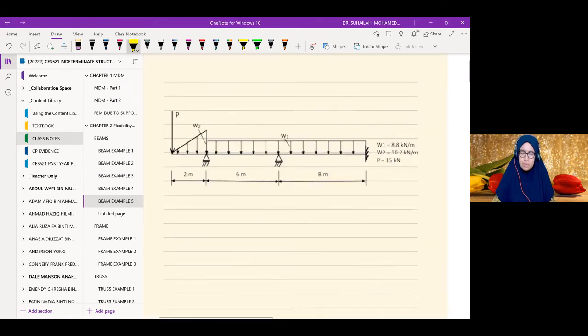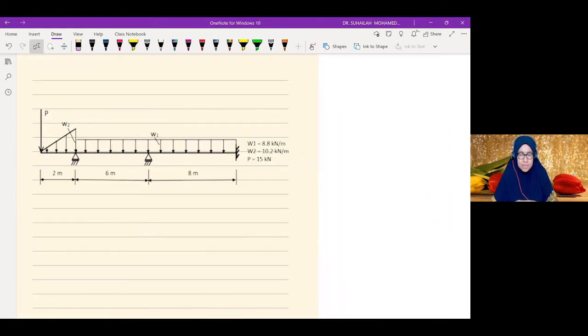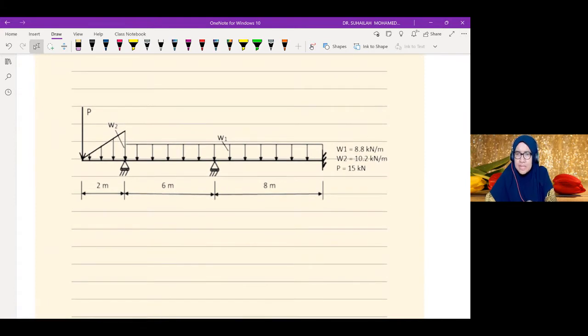So this is one blank example, one blank question. We take this time to analyze this together. This is an indeterminate beam. P is 15 kilonewton. We have W2, the triangular load, which is 10.2 kilonewton per meter, and we have W1, a UDL, equal to 8.8 kilonewton per meter.